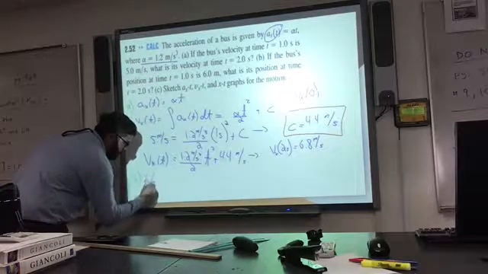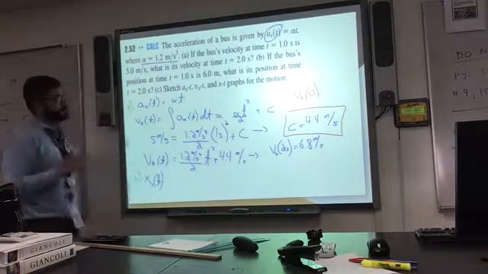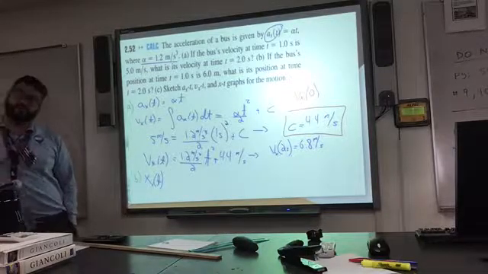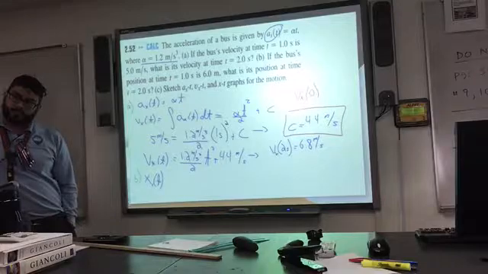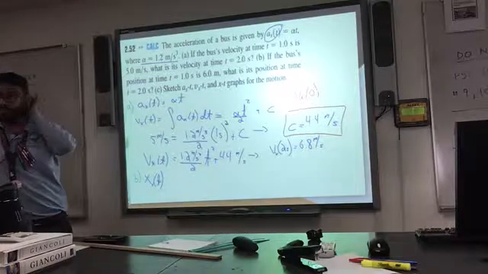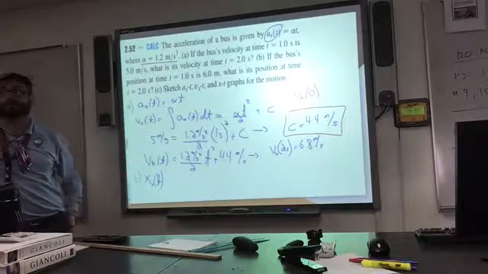Wait, do we plug in C to the velocity? Do we put the velocity function when we're integrating? Plug in what C? The one from B. We know that number now. Yeah, so now we put it in. It's not an unknown now. It's not just any number. It's a very specific number now.